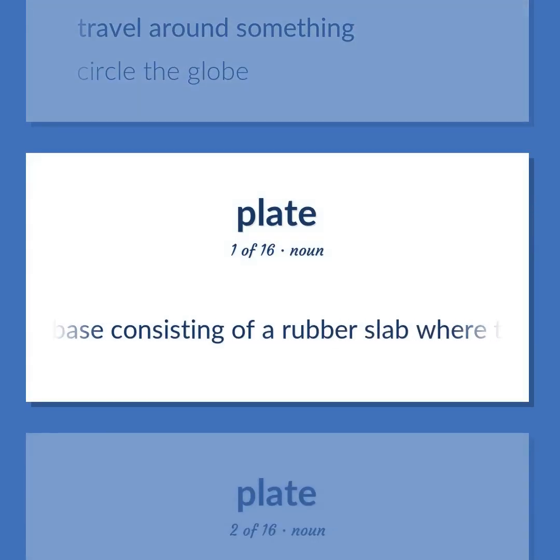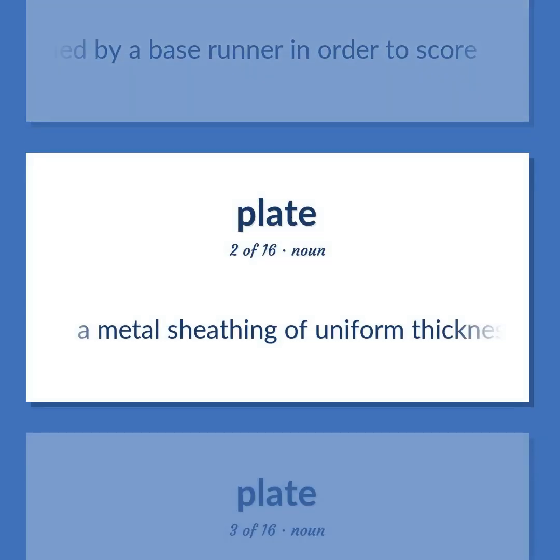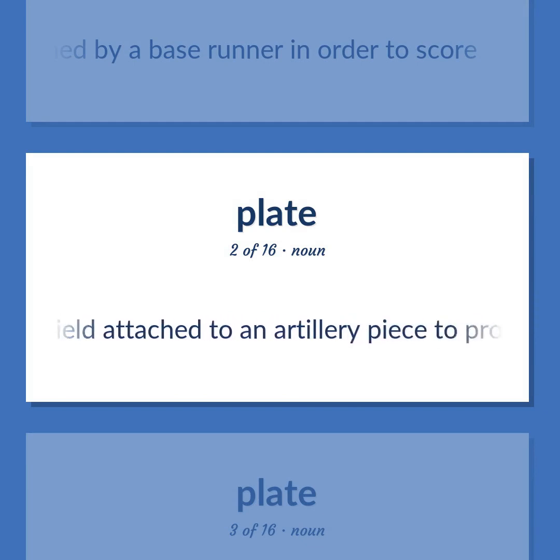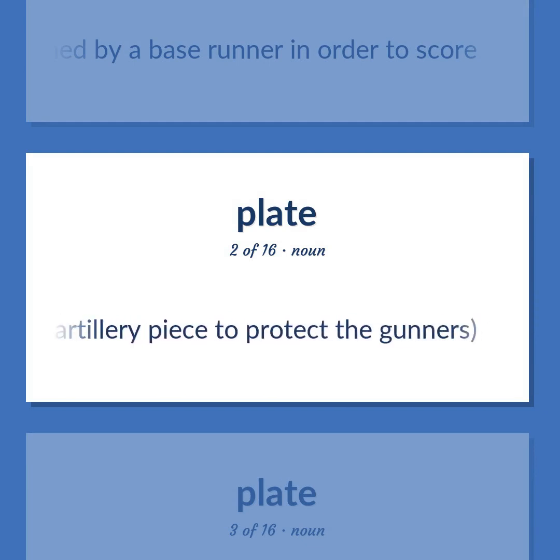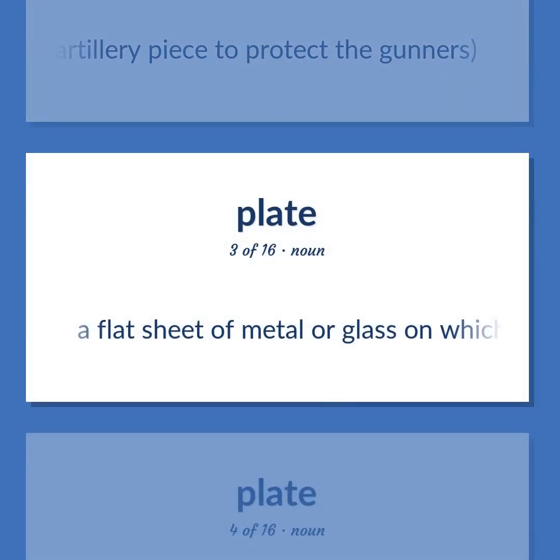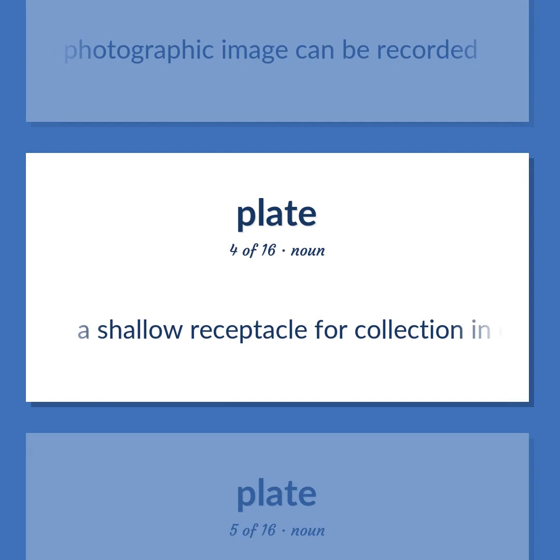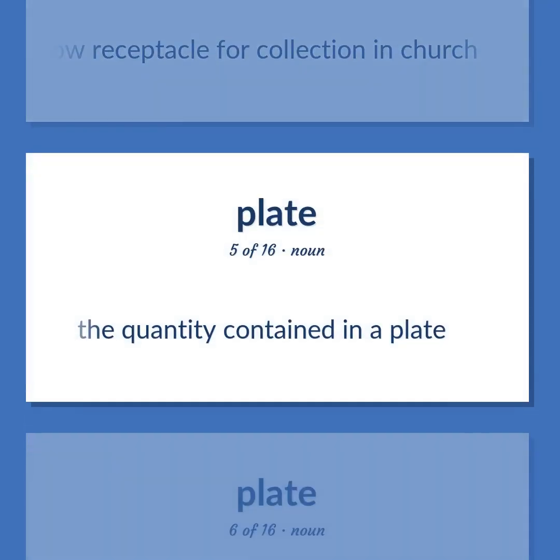Baseball. Base consisting of a rubber slab where the batter stands. It must be touched by a base runner in order to score. A metal sheathing of uniform thickness, such as the shield attached to an artillery piece to protect the gunners. A flat sheet of metal or glass on which a photographic image can be recorded. A shallow receptacle for collection in church. The quantity contained in a plate.